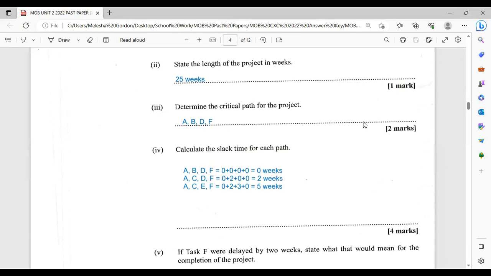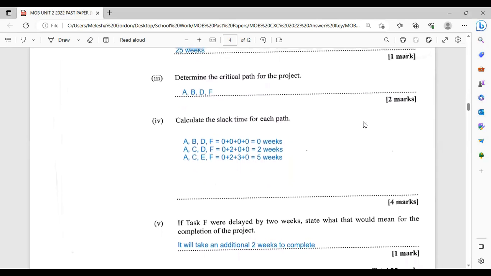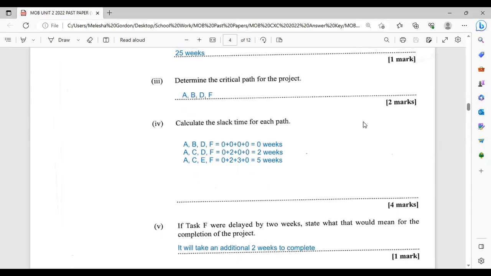And the final question for this section, if task F were delayed by 2 weeks, state what that would mean for the completion of the project. Simply put, the project will be delayed by an additional 2 weeks. So you could also put that instead of the project finishing in 25 weeks, it is going to end up finishing in 27 weeks. Okay?